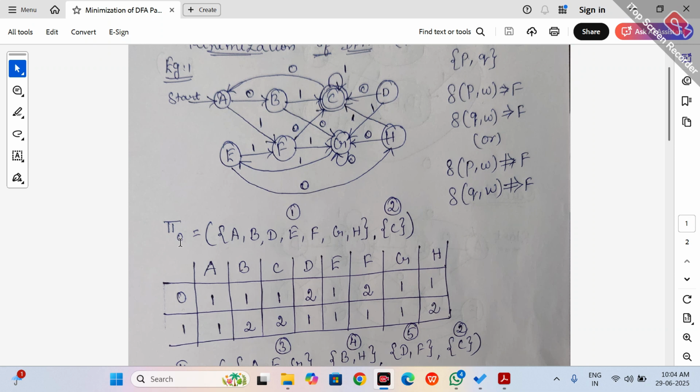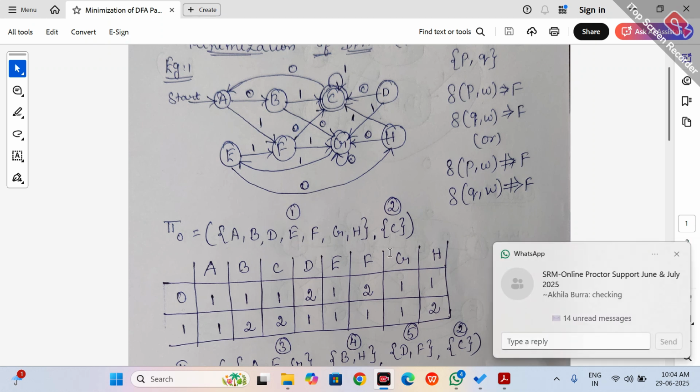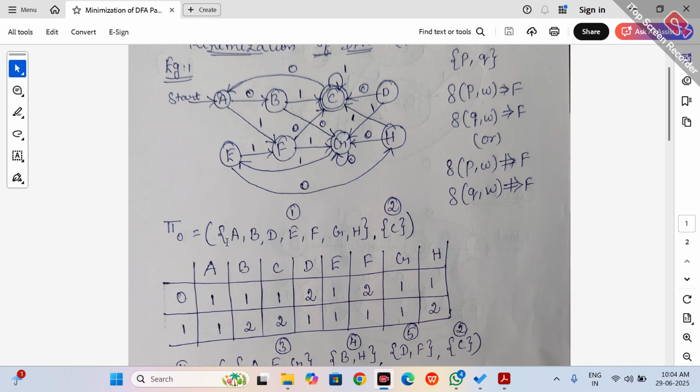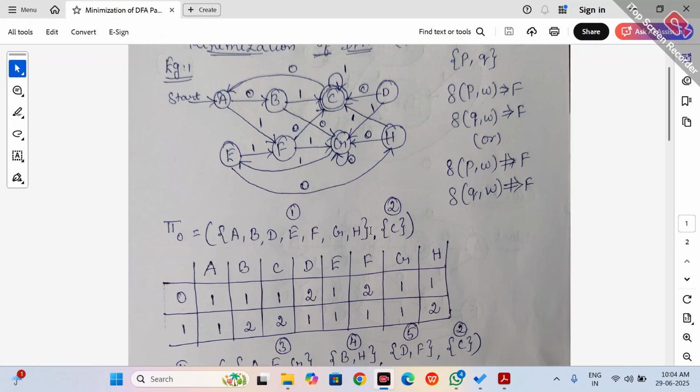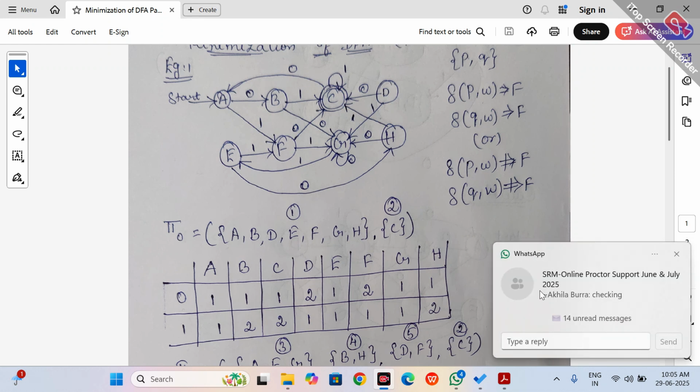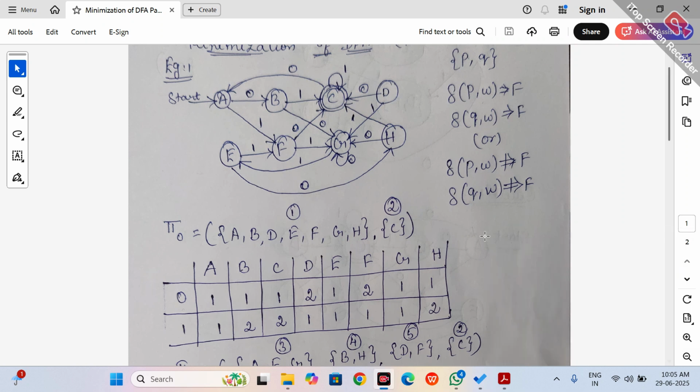In the first step, we create the final states as one group and the non-final states as one more group. Here the final state is only C. The non-final states are the remaining states: A, B, D, F, G, H. These are all non-final states and C is the final state. We name the non-final states group 1 and the final state group 2. So there are two groups in the zero equivalence for every problem: one is the non-final states and one more is the final states.